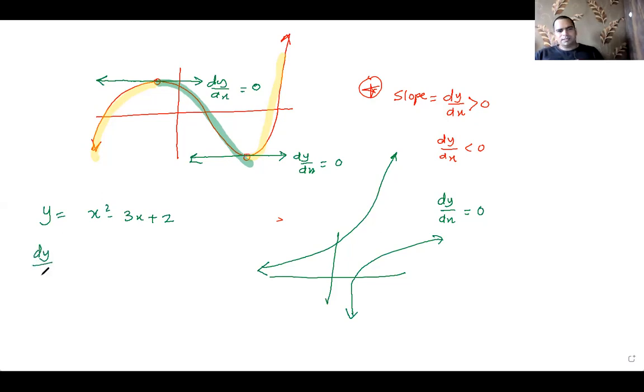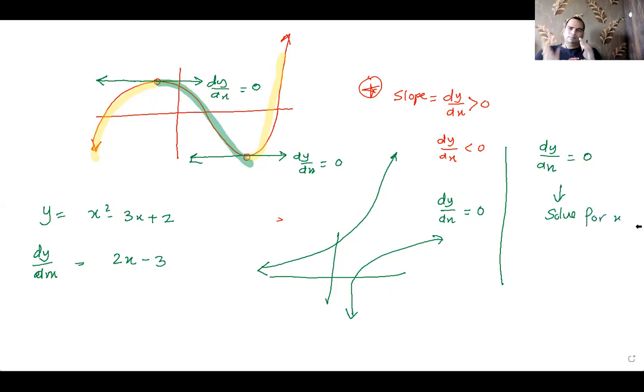So dy by dx will be 2x minus 3. Now the standard procedure, when you want to find the maxima or minima, is to first find dy by dx, equate it to 0, and solve for x. So this is strategy number one: solve for x. Now, I equate it to 0 because I know that for maxima and minima, your derivative is 0. Equating to 0, you get x is nothing but 3 over 2.